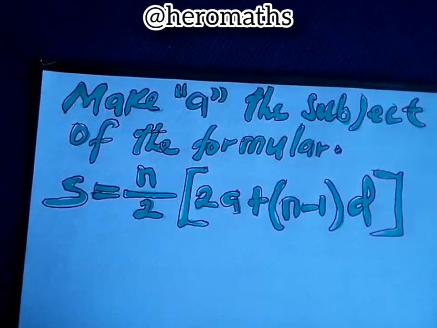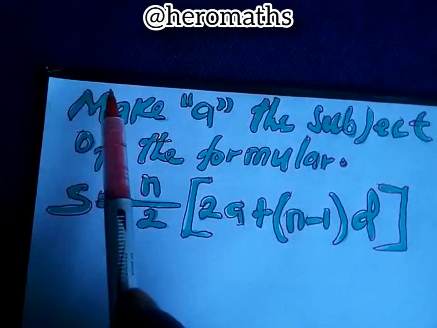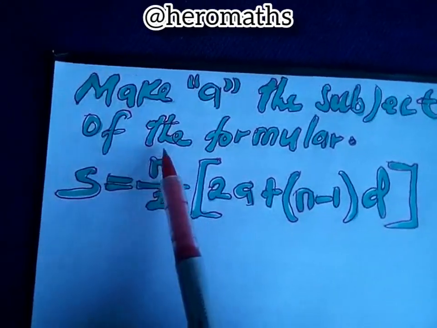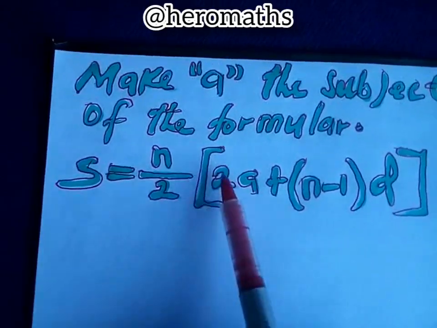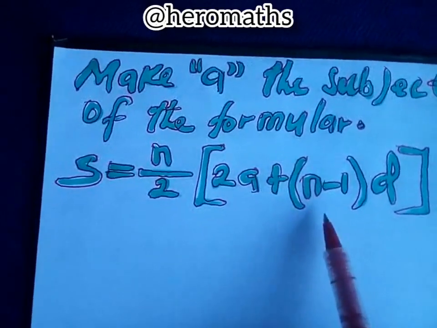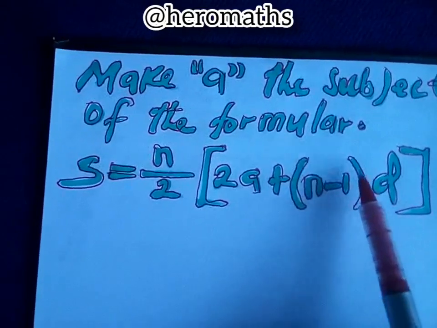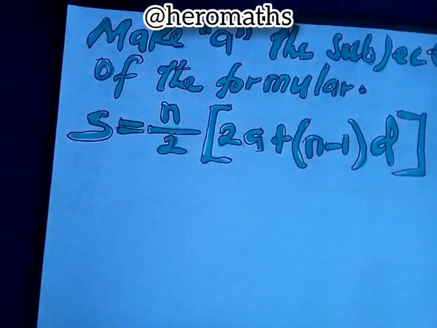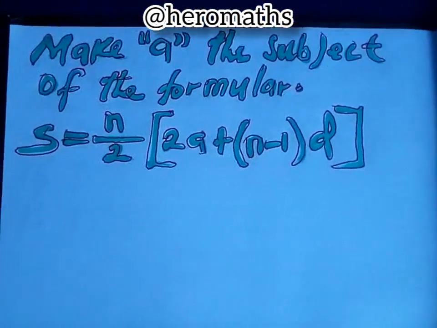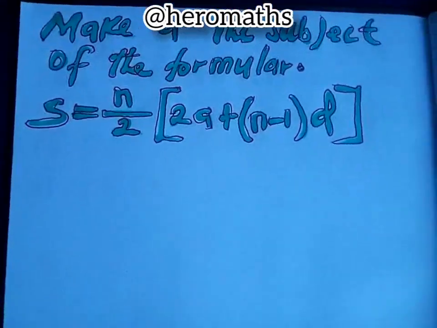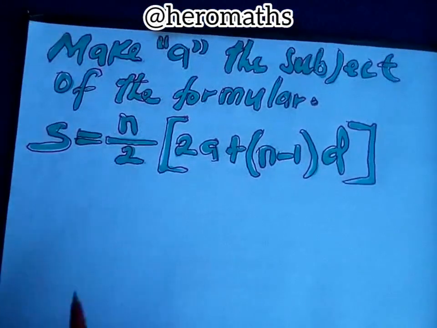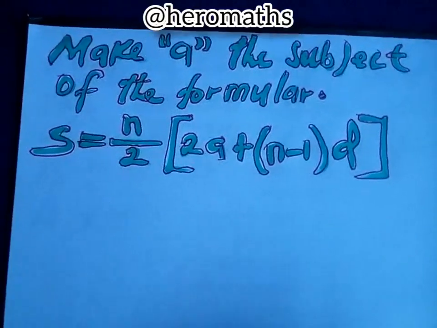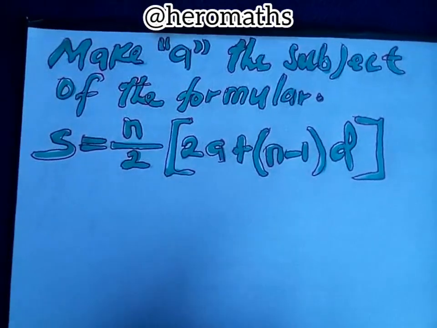In this video we have a question: make a the subject of the formula where S is equal to n divided by 2 open bracket 2a plus open bracket n minus 1 close bracket d. This is a formula for the sum of an AP. So knowing how to make any of these the subject of the formula will help you when solving arithmetic progression.